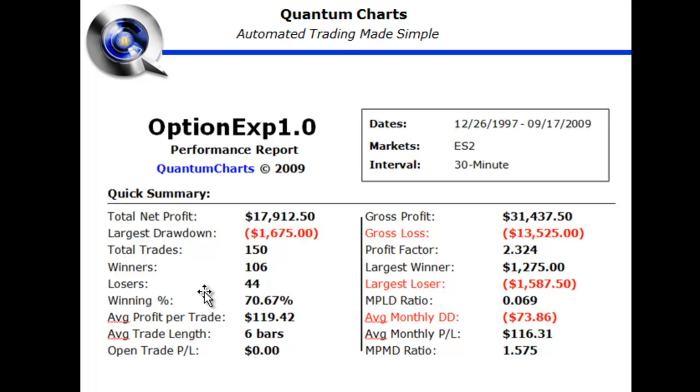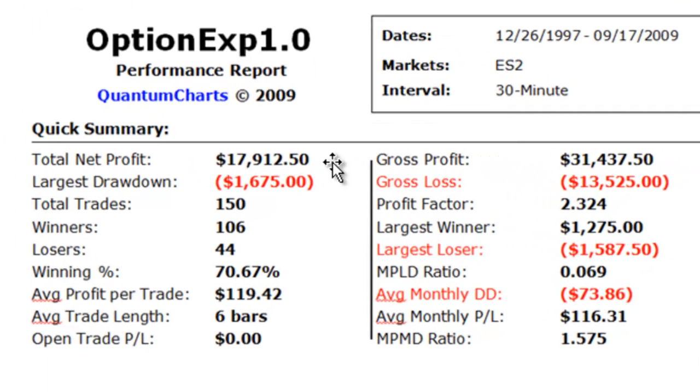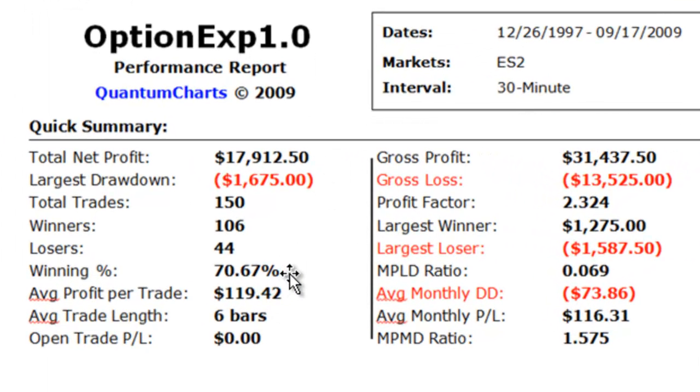So based on what we just found out, I'm going to create a system that sells on the open of option expiration and exits 2.5 hours later. And this is from 1997 to 2009, as you can see. Just based on selling one S&P E-mini contract, that strategy makes almost $18,000, has a 70% winning rate, the profit factor is 2.3, and the drawdown is $1,600.